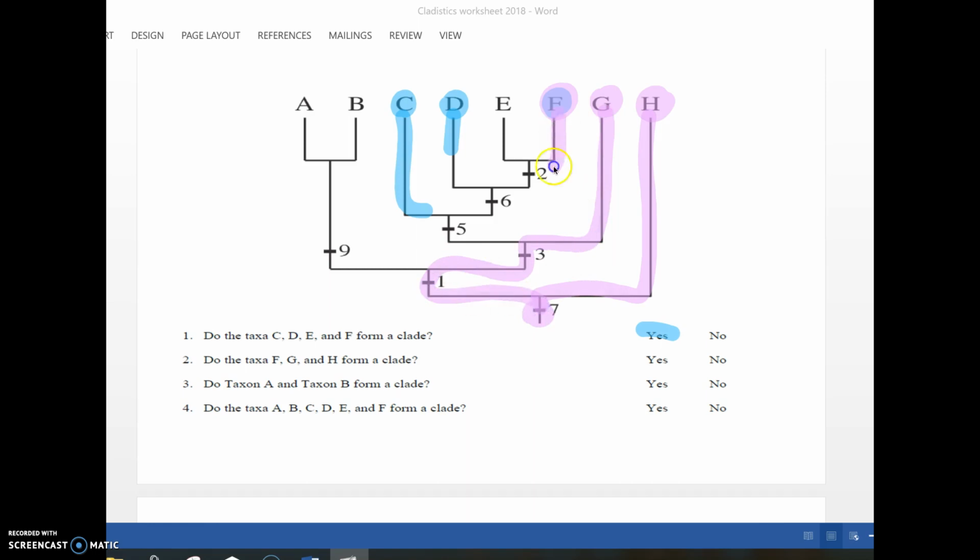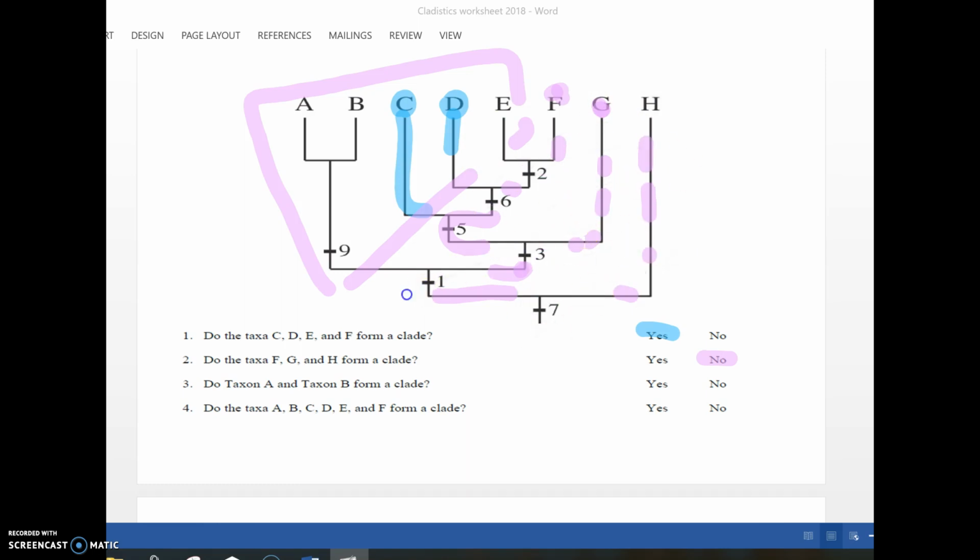G, well, technically G also tracks to 7 and F tracks to 7, but if I'm going all the way back to 7, is everything after that point highlighted? And it's not. I've left out all these organisms. So that would not be a valid clade, because wherever they converge, you would have to have highlighted everything after that point. So that would not be a valid clade.